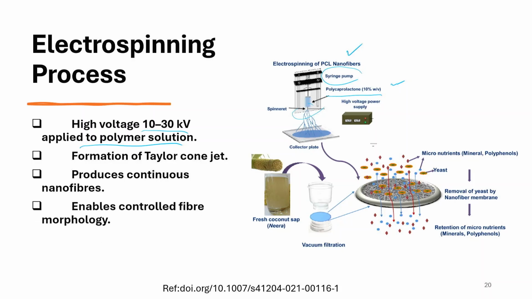So, it enables controlled fiber morphology. We can control the diameter by changing the voltage and other parameters, and here you can see these are different types of pollutants, and they can be filtered out.